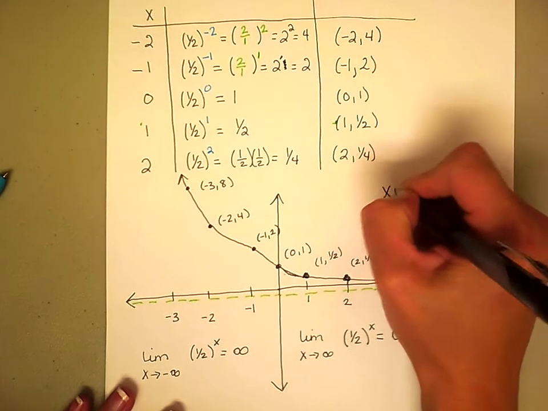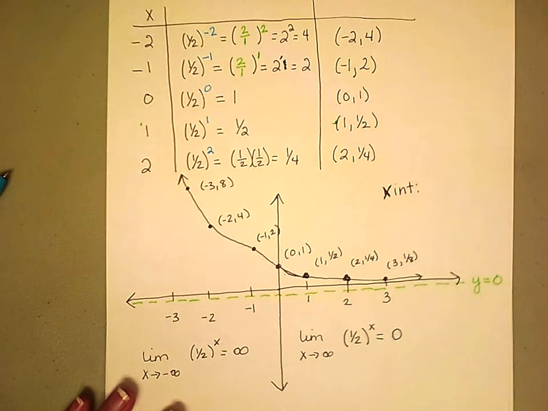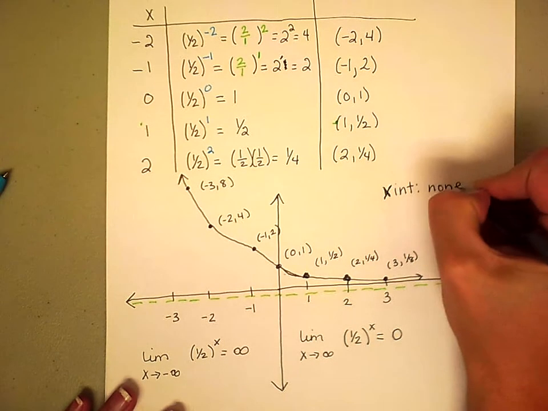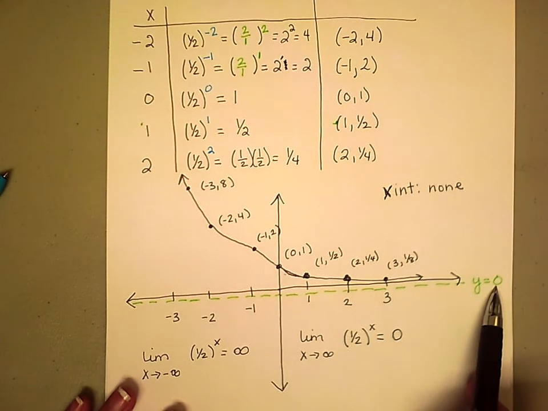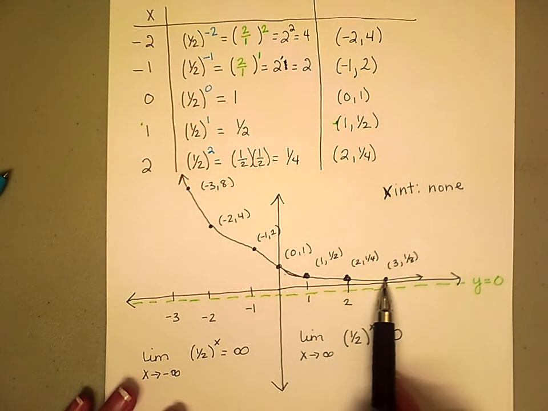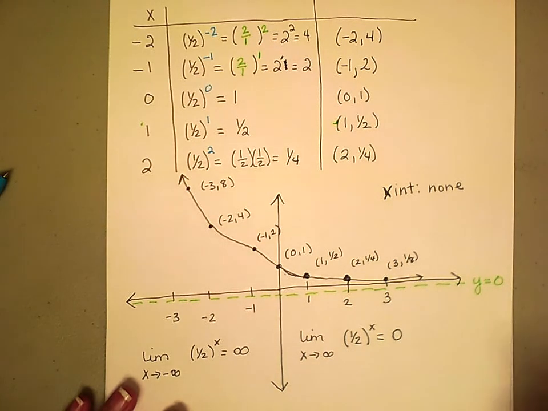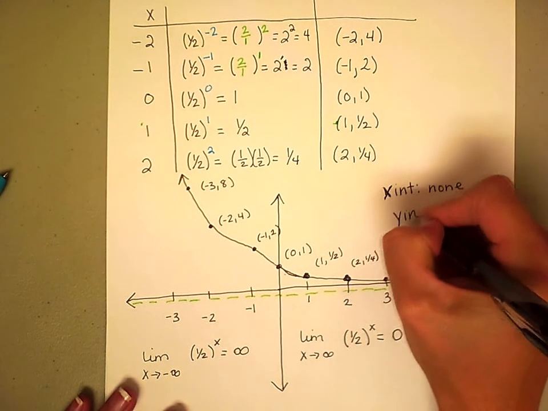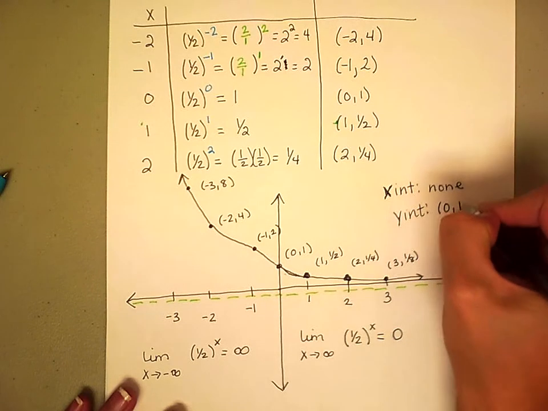We could ask ourselves some questions about this graph. We could ask about what the x-intercept is, and in this case we would have none, because of this bounding behavior of y equals 0, this graph will get closer and closer and closer to the x-axis, but will never actually touch it. Therefore, there can be no x-intercepts. The y-intercept is 0, 1.